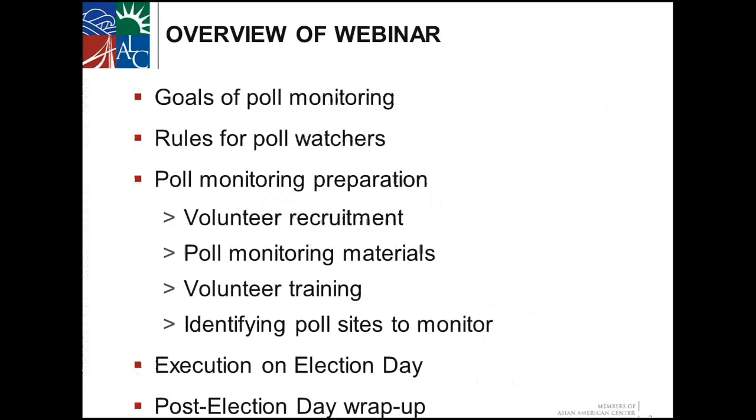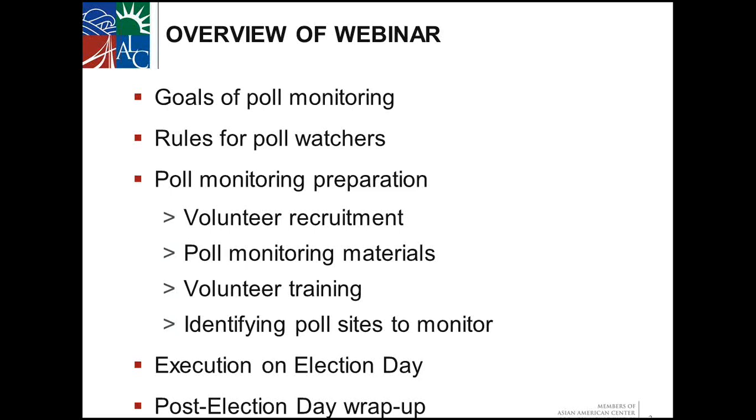Just to get us started, get a roadmap of what we're going to be talking about. First, we're going to touch on the goals of poll monitoring, why we engage in this kind of work on a national level and also on the local level. The rules that govern what a poll monitor, also known as poll watchers in certain areas. Here in Illinois, we call them poll watchers. What they are allowed to do at polling sites.